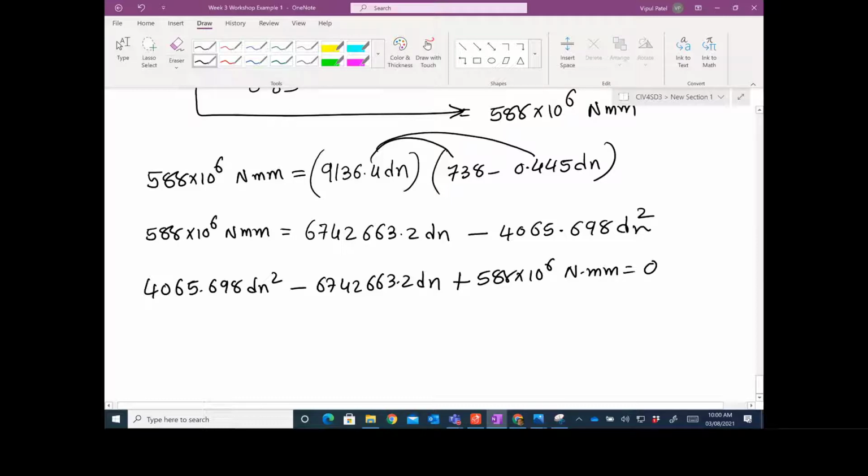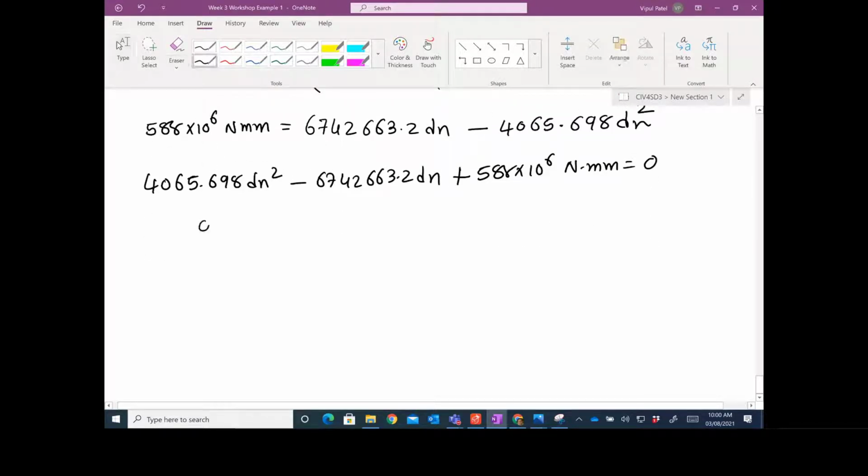And then 6742, I'm just checking the solution, so that's all good. Now if you remember this one, ax squared plus bx plus c equals 0. So a equals this one, b equals this value, and c equals this value.